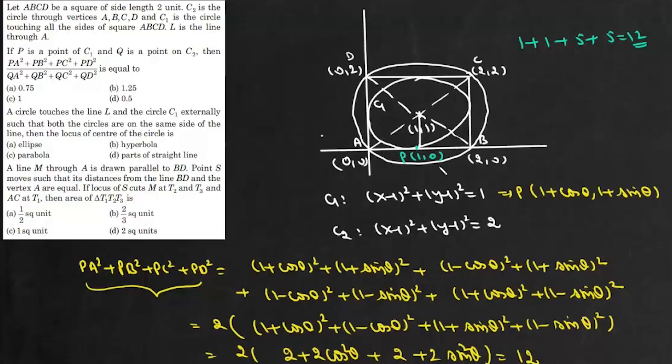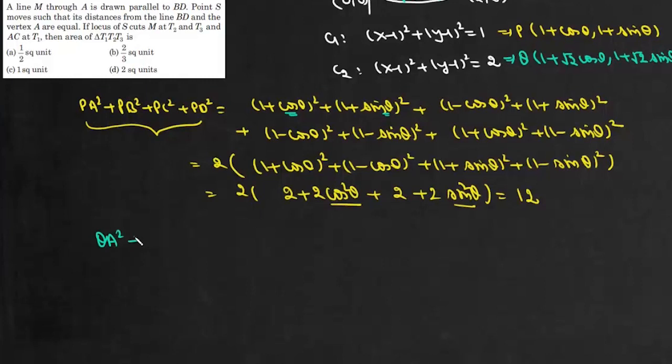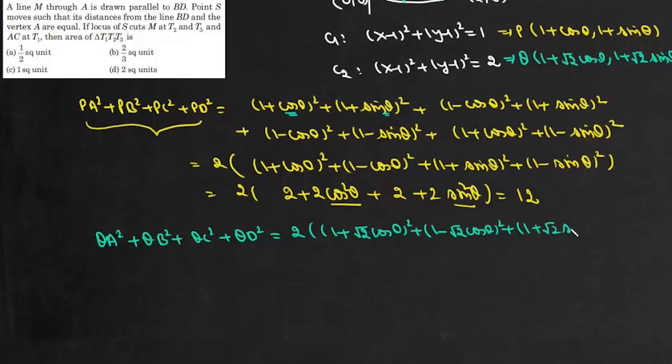So you could have got the answer just by assuming a point rather than solving it in a more general way. However, here we have to solve it generally. Now let this point Q be (1 plus root 2 cos theta, 1 plus root 2 sin theta). In this case, everything will be same except with cos theta and sine theta, we'll always have this root 2. So when we find QA square plus QB square plus QC square plus QD square, it will be 2 and then (1 plus root 2 cos theta) square and then (1 minus root 2 cos theta) square, and here will be (1 plus root 2 sin theta) square and (1 minus root 2 sin theta) square.